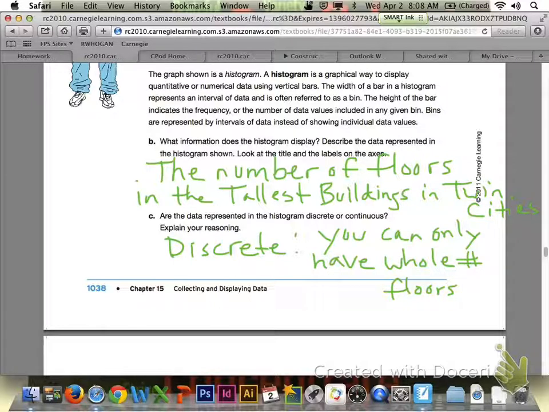If you take a look at letter B, it is asking what information the histogram displays. That is the number of floors in the tallest buildings in the Twin Cities. If you take a look at letter C, it's asking if the data represented in the histogram is discrete or continuous. This is a question we've been asked a couple times now. You should have had discrete for that. And as far as explaining your reasoning, you should know that because you can only have whole number floors in buildings. I think it would be a little dangerous if you were walking in a building that only had half of a floor. So discrete data for letter C.